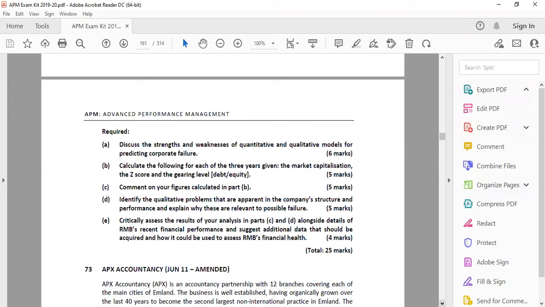Discuss the strengths and weaknesses of quantitative and qualitative models for predicting corporate failure. Then calculate the following for each of the 3 years given: the market capitalization, the Z score, and the gearing level, that is debt by equity. Then it says comment on your figures calculated in part B.